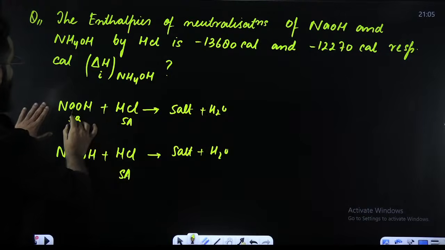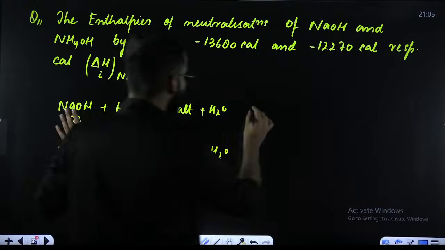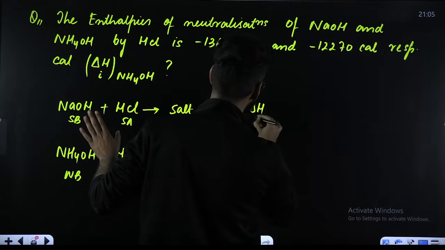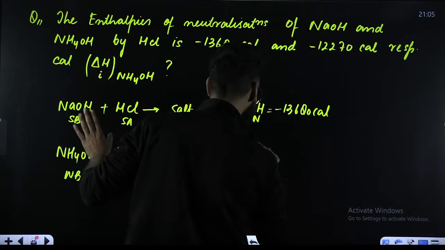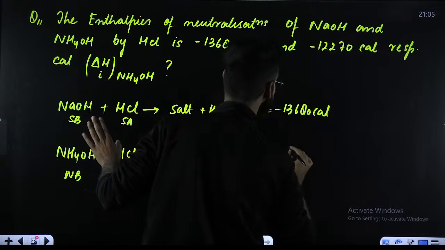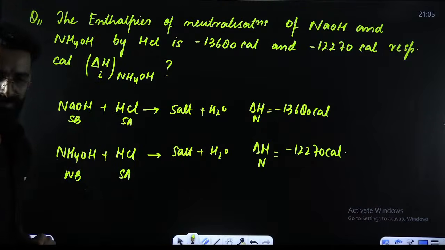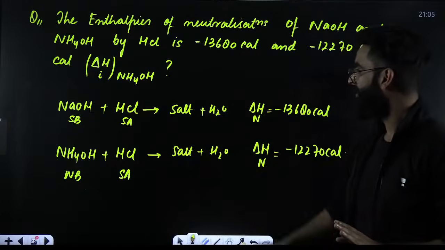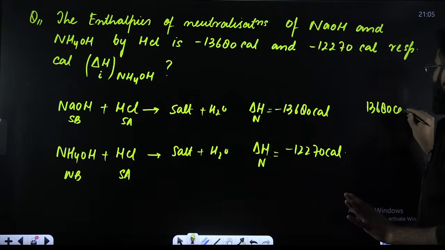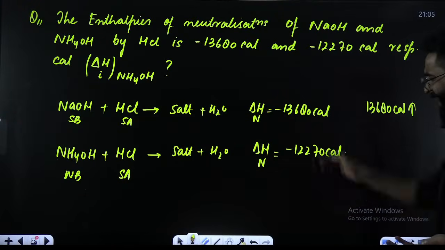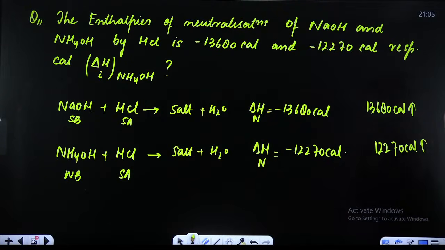Enthalpy of neutralization when NaOH reacts with HCl: in the first case it is equal to minus 13680 calories. In the second case, it is minus 12270 calories. Can I say, in the first case, 13680 calories of heat is released? In the second case, 12270 calories of heat is released.